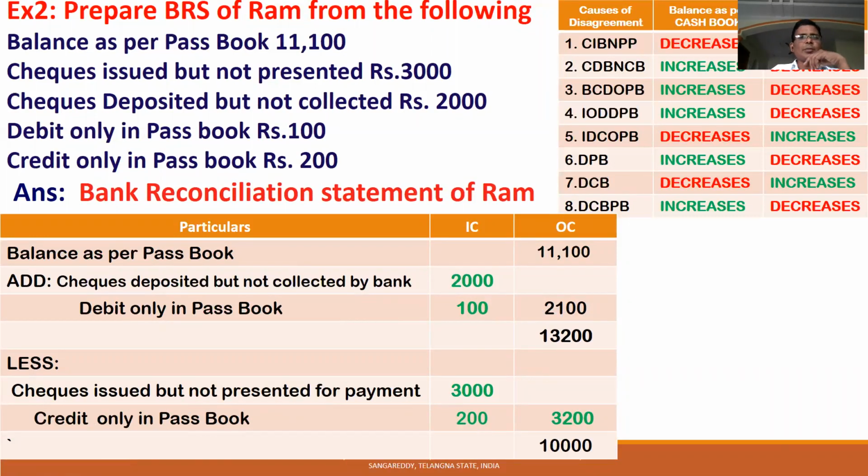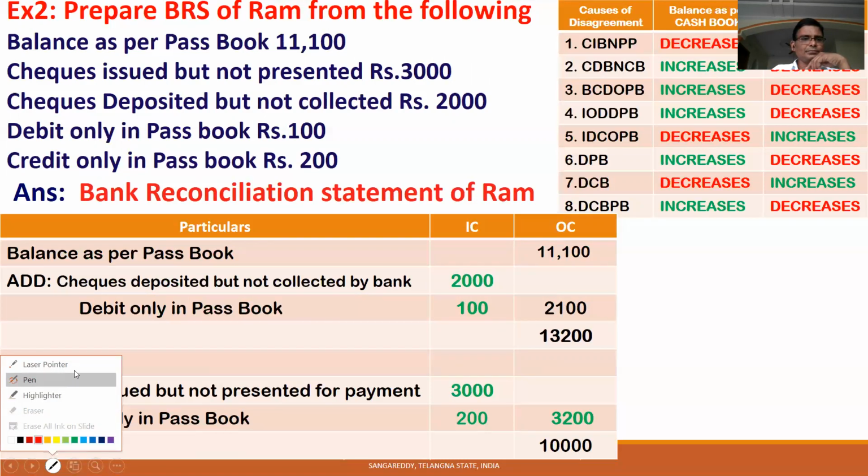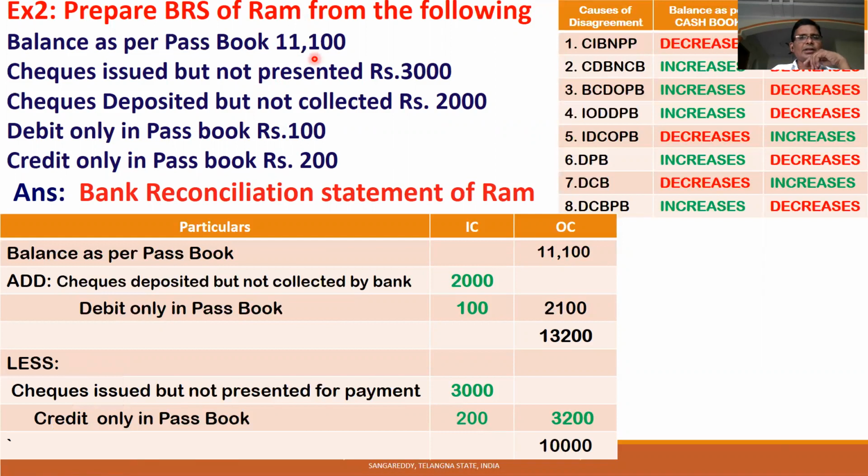Check issued but not presented for payment means cash book credit, cash book decreases, so passbook increases. Given is passbook, passbook increased, so 3,000 less. Checks deposited but not collected means cash book debit, cash book increases, passbook decreases. Given is passbook, passbook decrease means add.